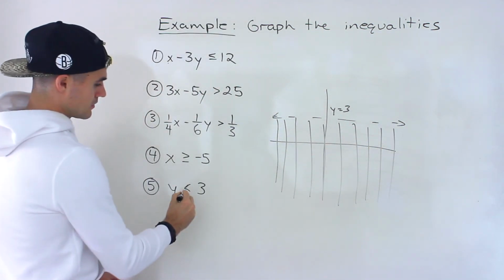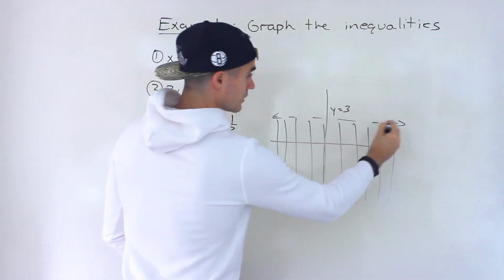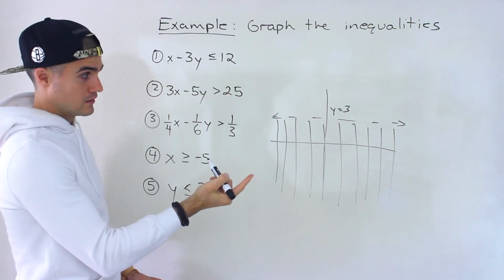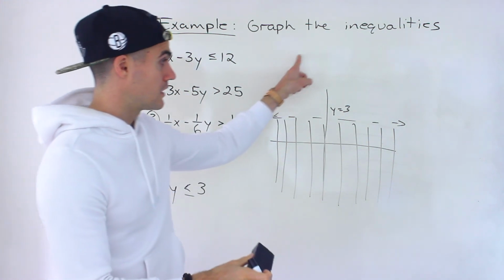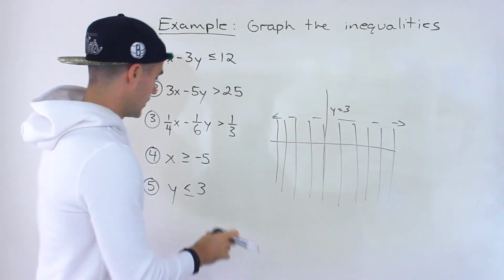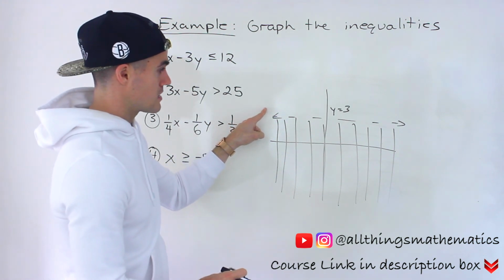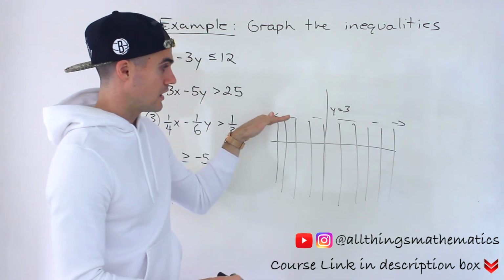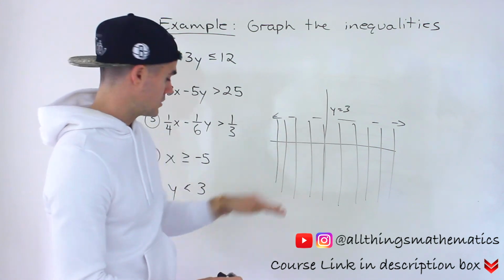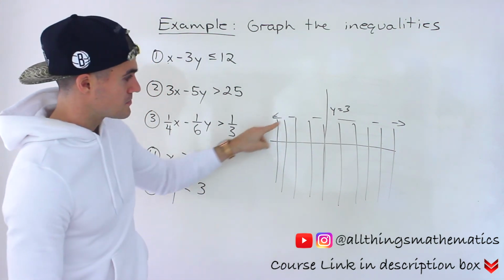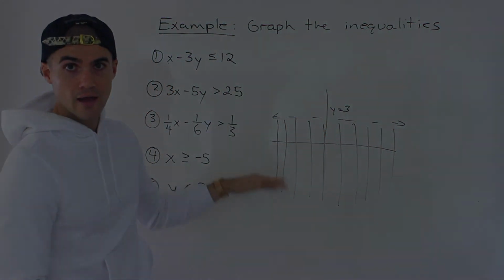Right, if it was less than or equal to 3, this would be a solid line. If it was greater than 3, the region would be up here, but it's all the y values that are less than 3. So we have a dotted horizontal line, and then the solution to this inequality is basically the region under that dotted line.